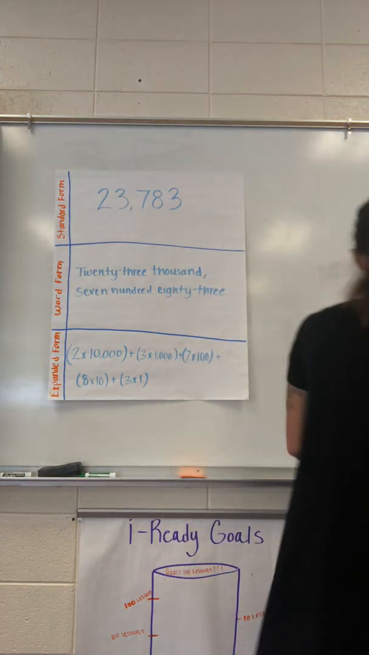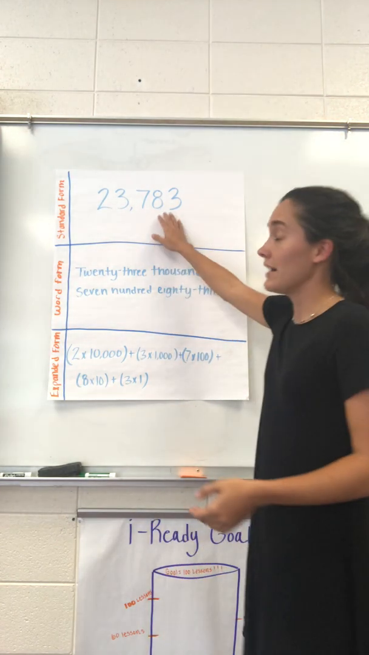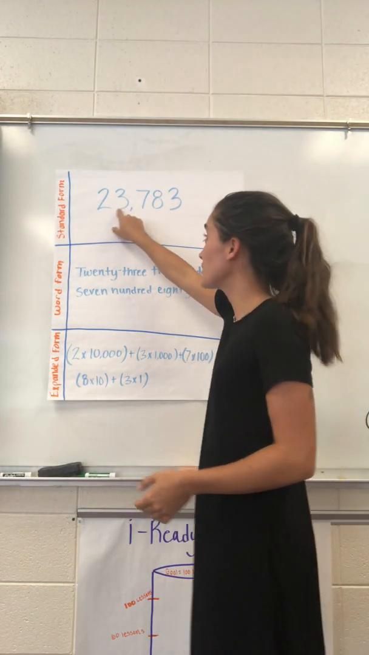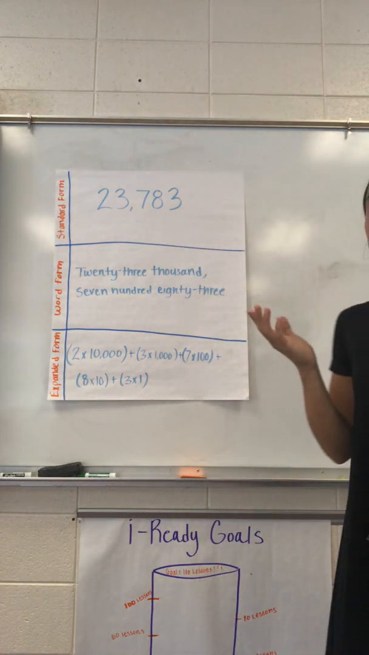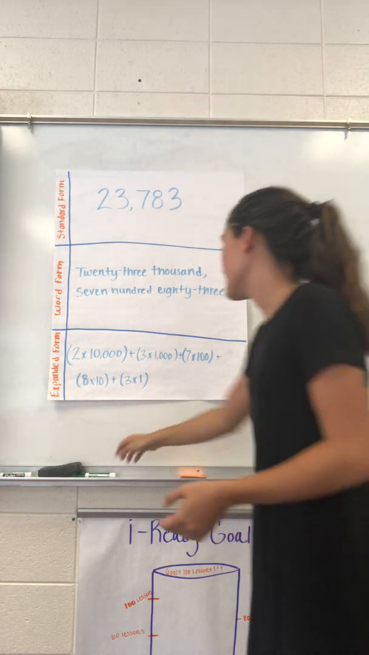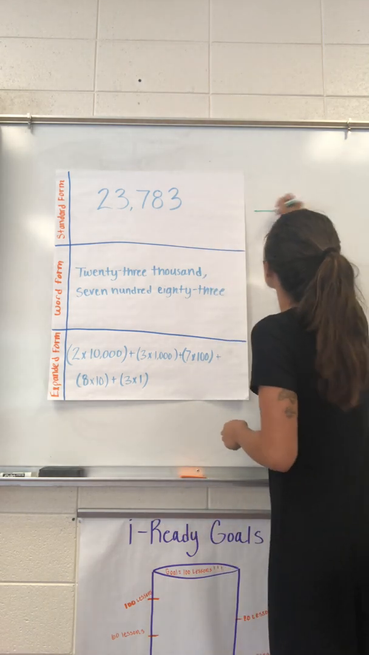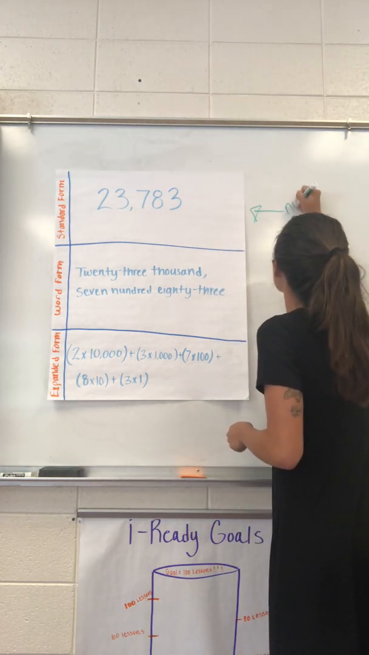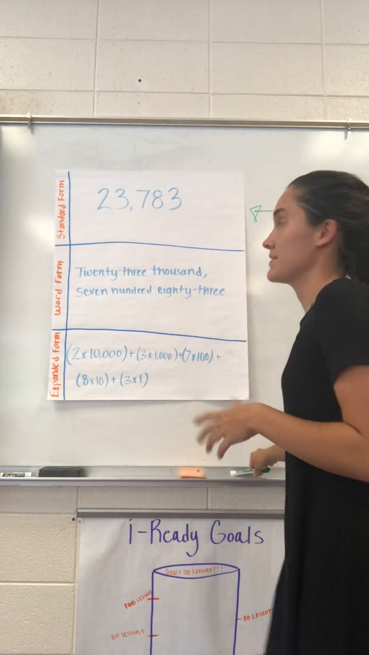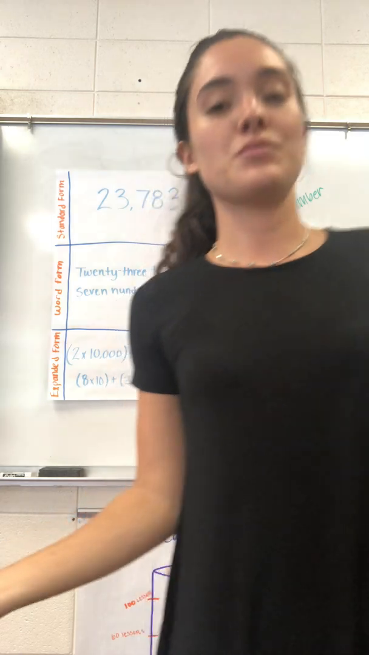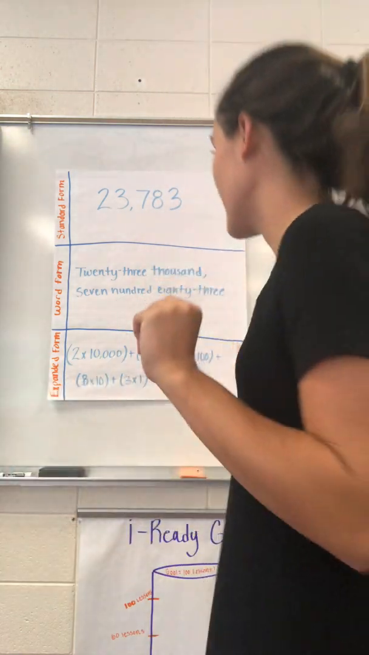So let's look at this anchor chart up here. So I have the number 23,783. So standard form is just like the number form, just like you would write a number in number form. That's what standard form means. I don't know why they don't call it number form, but they call it standard form, so that's okay.